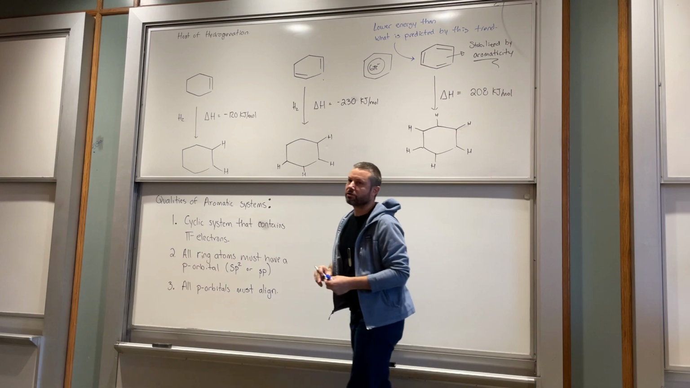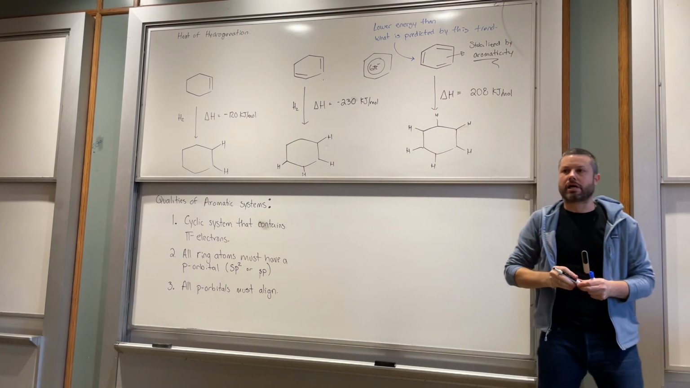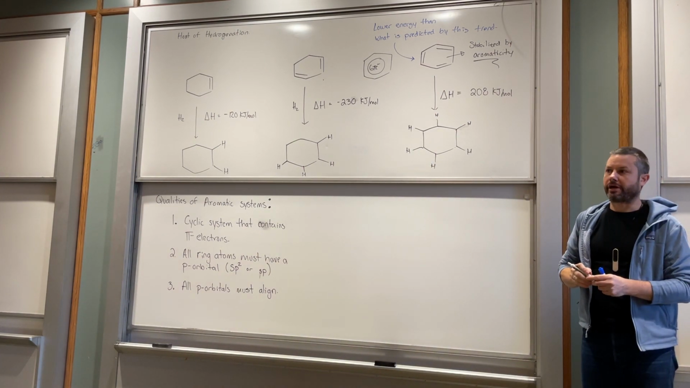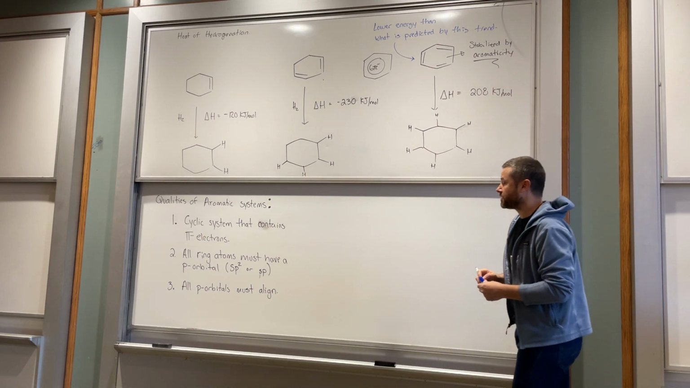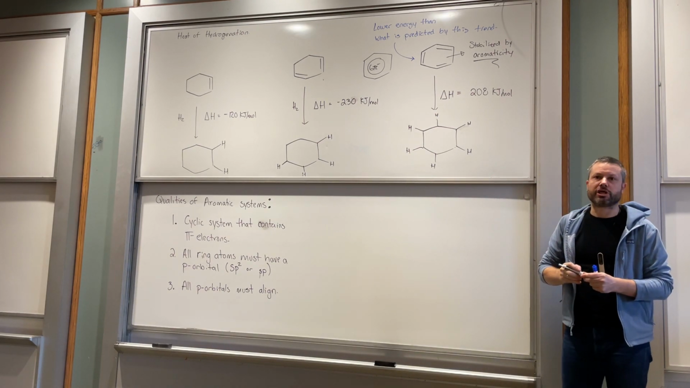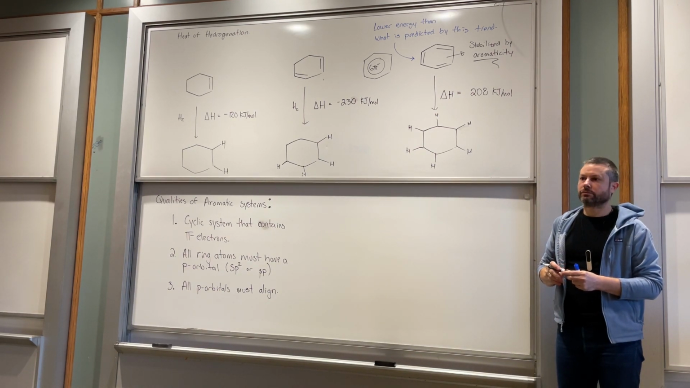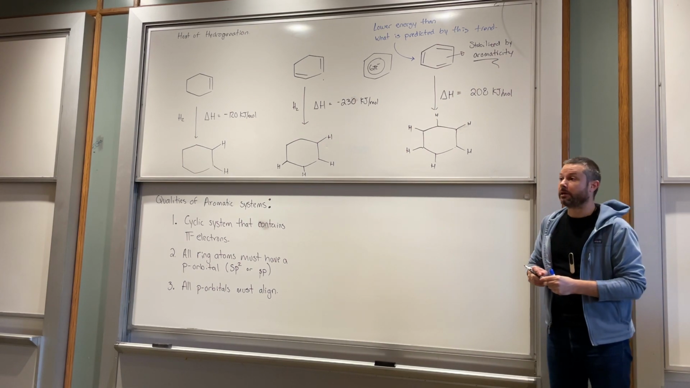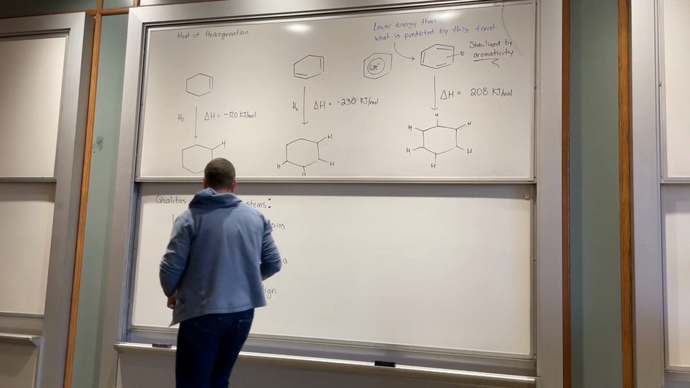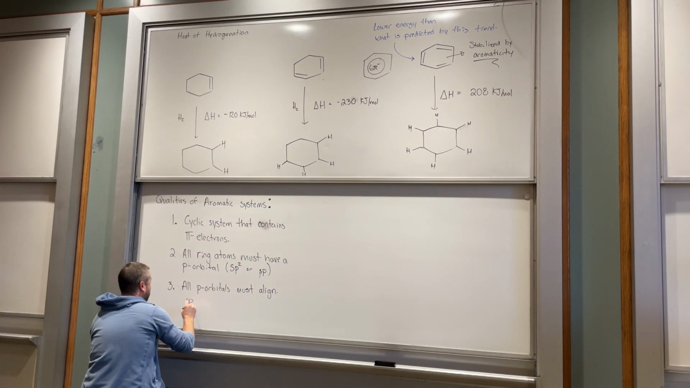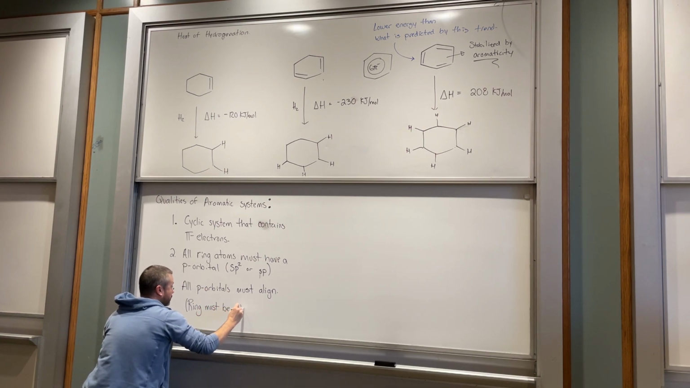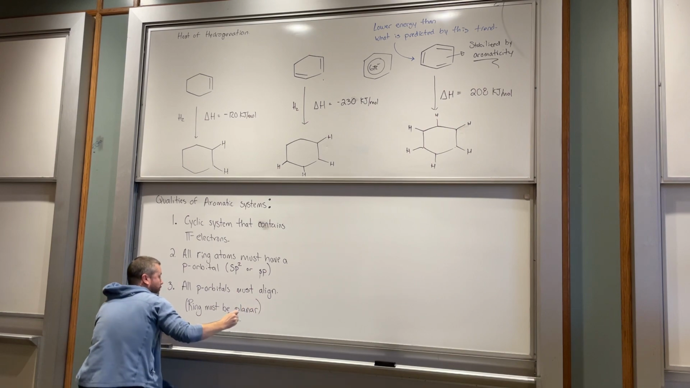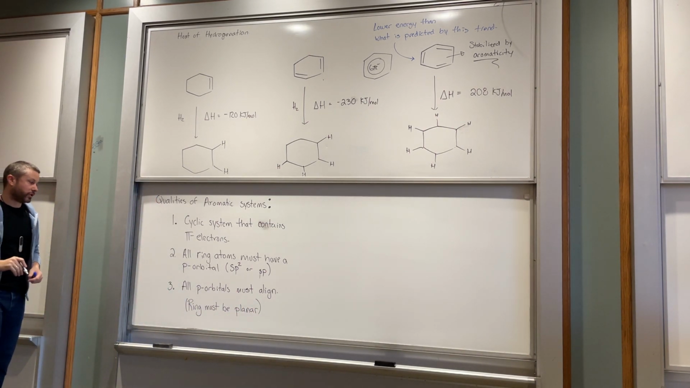All the p orbitals of those atoms in the ring have to align. They have to be able to overlap to talk to one another. If all of the p orbitals in the ring align, what does that mean for the geometry of the ring? Excellent, yes, so the ring has to be planar. All of the atoms in the ring have to be in the same plane.